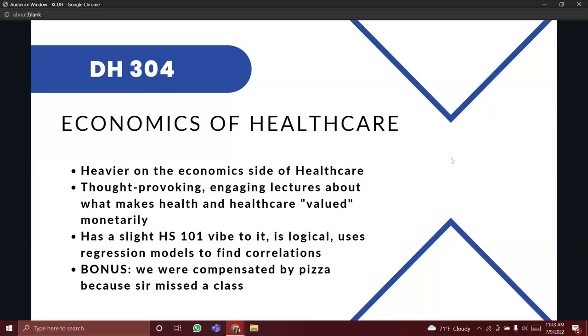So it has that policy making aspect to it as well, and we were also compensated with a pizza in one of the classes. This has a moderate grading, I'd say, not as easy as DS 303, but if you pay attention in class and you do well in it, you're going to enjoy it. So this was primarily the courses that I've done in the minor.